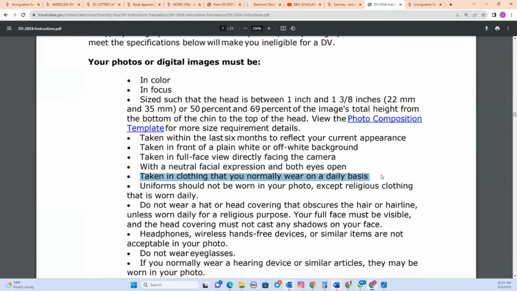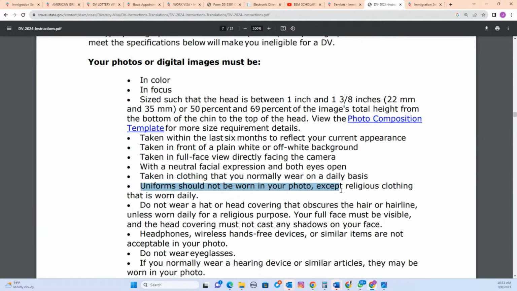Don't wear hijab if you don't wear hijab on a daily basis. So make sure you follow those kinds of things. The only people who are supposed to wear uniform, let's say Catholic sisters, I'm giving an example, can wear a certain uniform. Those are the uniforms we know they wear, that's their uniform. Let's say the Pope, if he's going to take a photo, yes, he will be in the uniform.